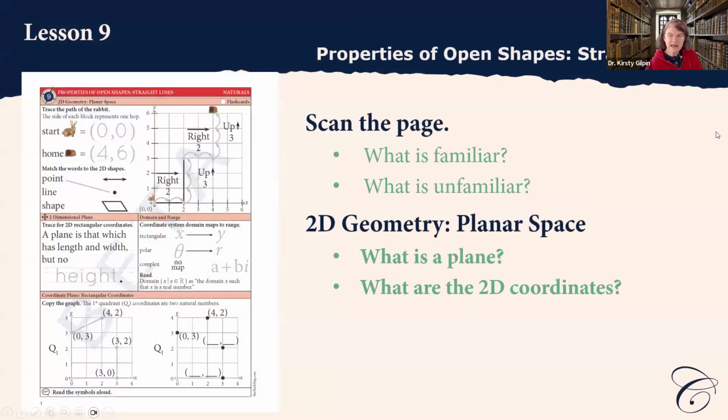All right, so lesson 9 is straight lines. It is our introduction to 2D. And so let's go ahead and take a look and see, now we're in a new dimension, what things are still familiar here. Think too about the curriculum as well as the math that you see, what is familiar, and then maybe what's new, what is unfamiliar to you.